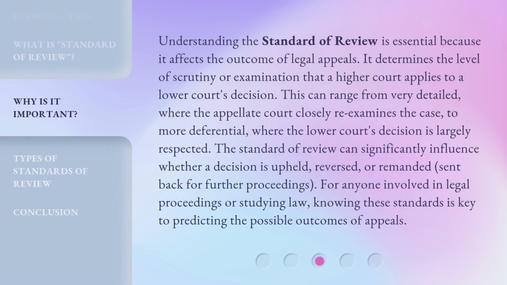Understanding the standard of review is essential because it affects the outcome of legal appeals. It determines the level of scrutiny or examination that a higher court applies to a lower court's decision. This can range from very detailed, where the appellate court closely re-examines the case, to more deferential, where the lower court's decision is largely respected. The standard of review can significantly influence whether a decision is upheld, reversed, or remanded, sent back for further proceedings. For anyone involved in legal proceedings or studying law, knowing these standards is key to predicting the possible outcomes of appeals.